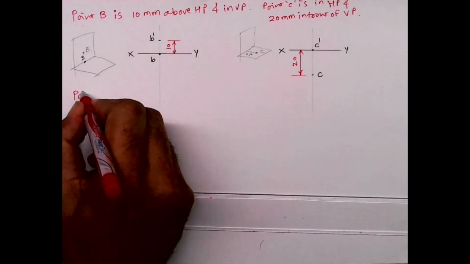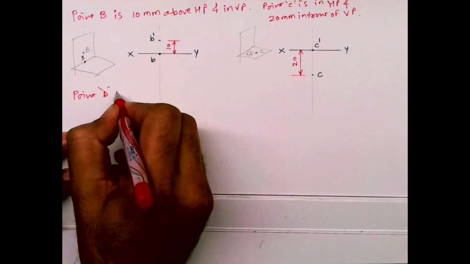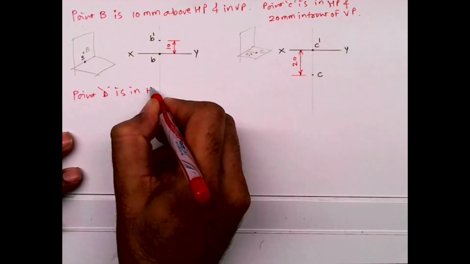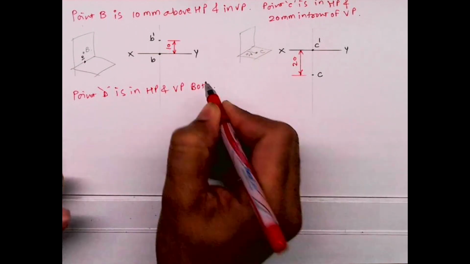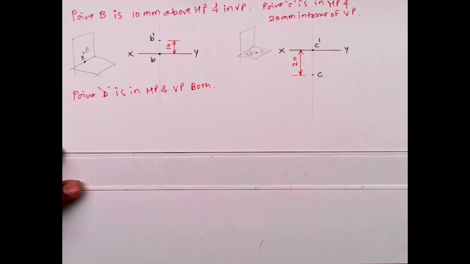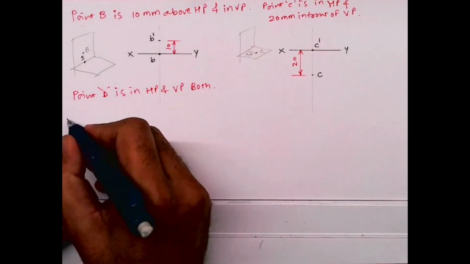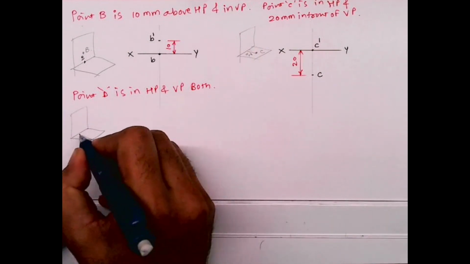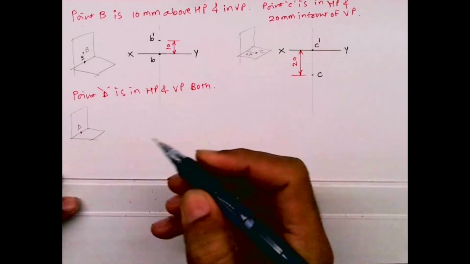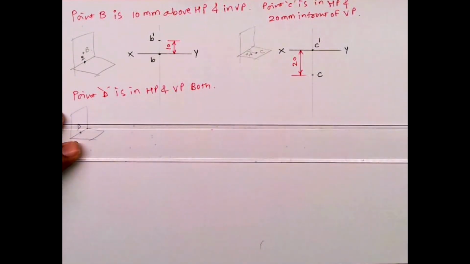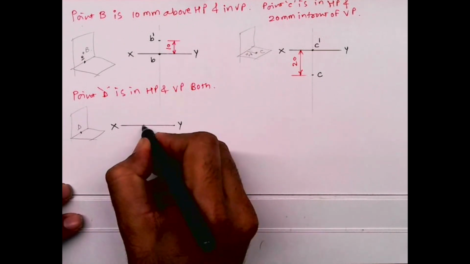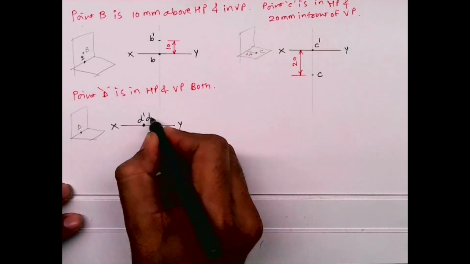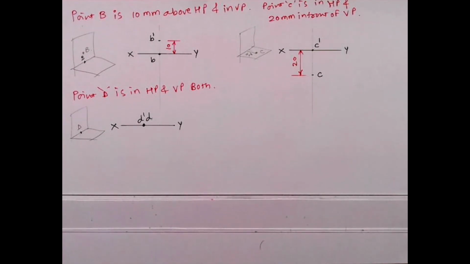Now let's say if I ask you that point D is in HP and VP both, what should I do? In this case, it will be on XY line, both front view and top view. See, when they say it is in HP and VP both, it will be like this. This is point D. So this is XY. This is D dash and D. Over.